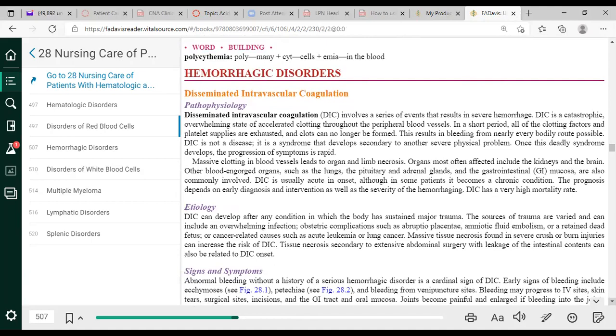Disseminated intravascular coagulation involves a series of events that results in severe hemorrhaging. DIC is a catastrophic, overwhelming state of accelerated clotting throughout the peripheral blood vessels. In a short period, all of the clotting factors and platelet supplies are exhausted, and clots can no longer be formed. This results in bleeding from nearly every bodily route possible. DIC is not a disease. It is a syndrome that develops secondary to another severe physical problem. Once this deadly syndrome develops, the progression of symptoms is rapid. Okay, thank you.